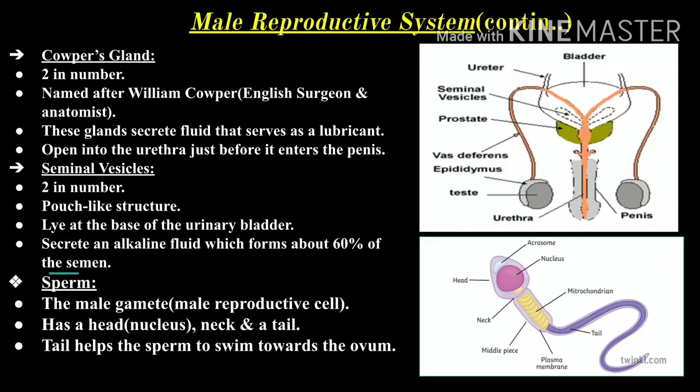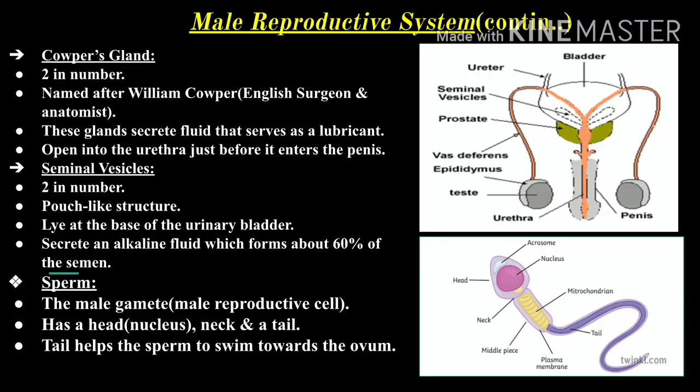Cowper's gland we have already discussed. Seminal vesicles we have discussed. And sperm, its function I already told you. Just see the diagram here. Again the diagram is given in a proper way. So this is about the male reproductive system. This part you have to study properly from your book and revise it in a proper way.